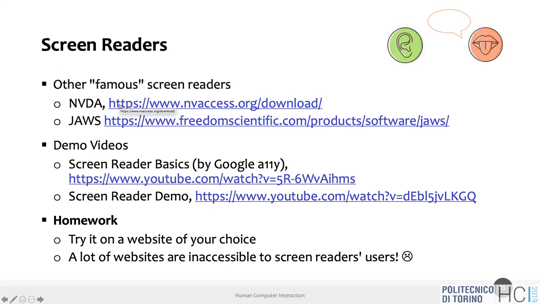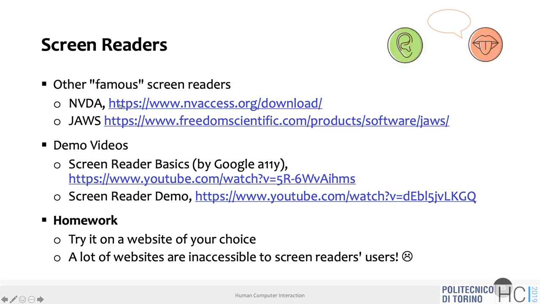Since we are a human-computer interaction course and you will realize a web-based user application, let me say that a lot of websites nowadays are inaccessible to screen reader users. Websites on the web nowadays, not just prototypes.